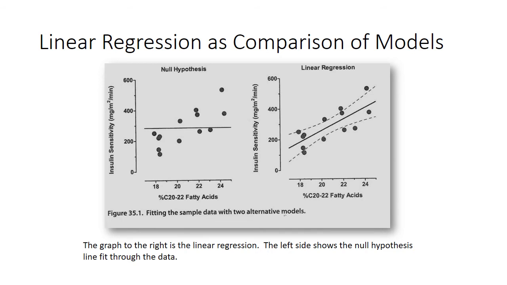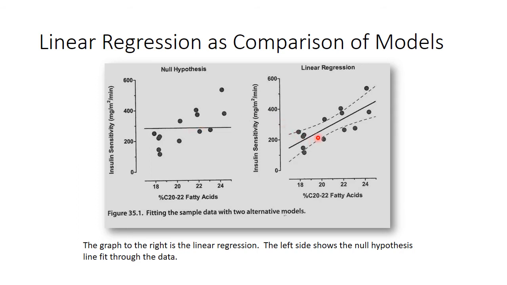So again, when we're looking at different models, basically we're trying to say that the initial null hypothesis, and you can see it here in this case on the left one, is that there's no variability explained in insulin sensitivity by this percentage of these fatty acids. So again, a straight horizontal line, or a line of 0 with a slope of 0, would be the null hypothesis.